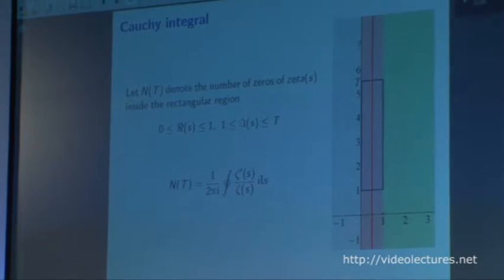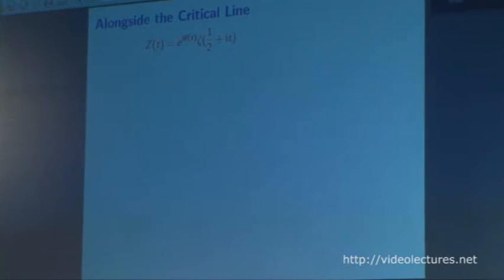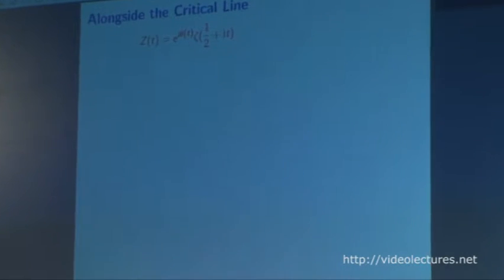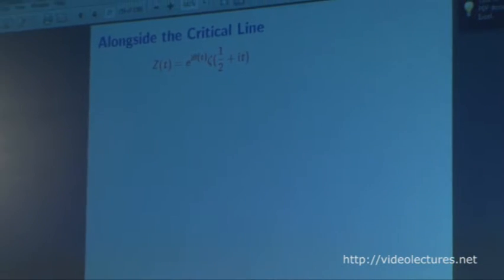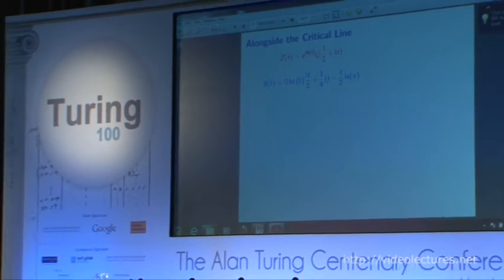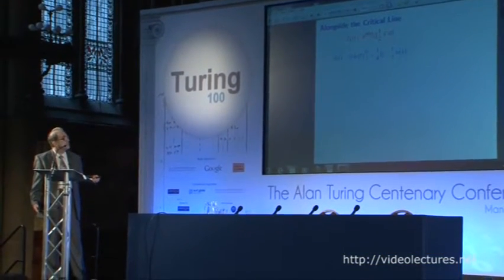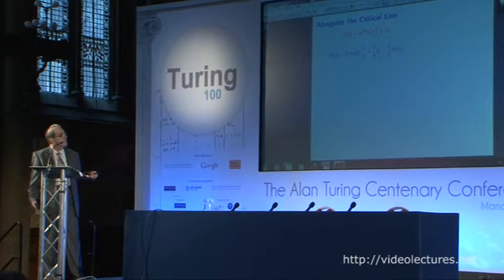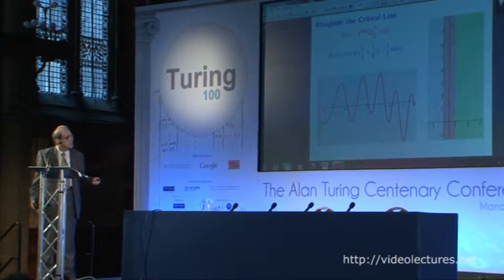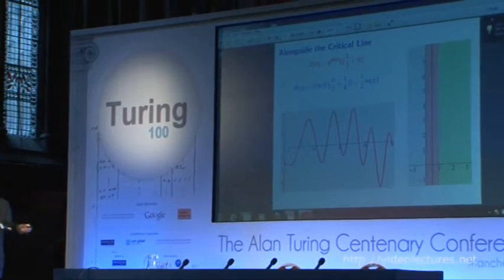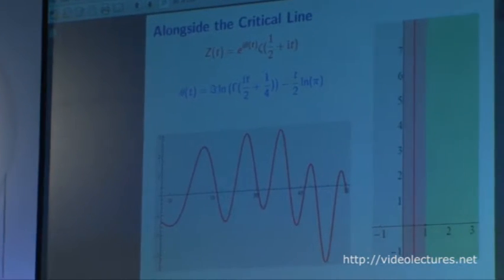But in the case of the zeta function, we can do something very special. Namely, we can consider the Z function, which is the zeta function multiplied by some factor, which is an exponential function. Exponentiation is never zero, so we do not add any new zeros. This function can be easily computed. And what is important? Here, we change the argument. When t ranges over real numbers, the argument of zeta ranges along the critical line. And this function turns out to be real for real values of t, and so we can plot it. So when t goes here, this argument goes along the critical line, and we see the values of that function Z.